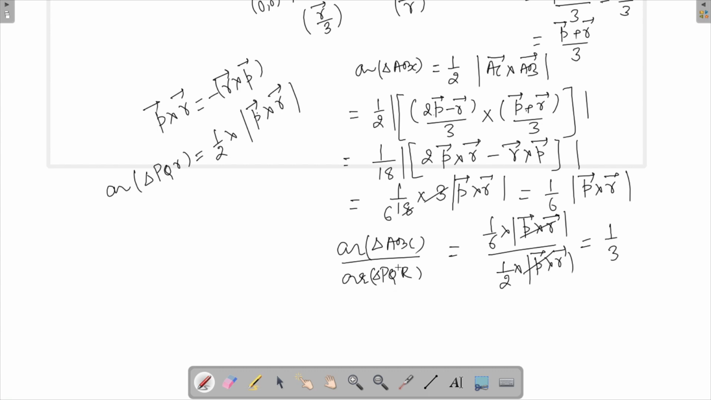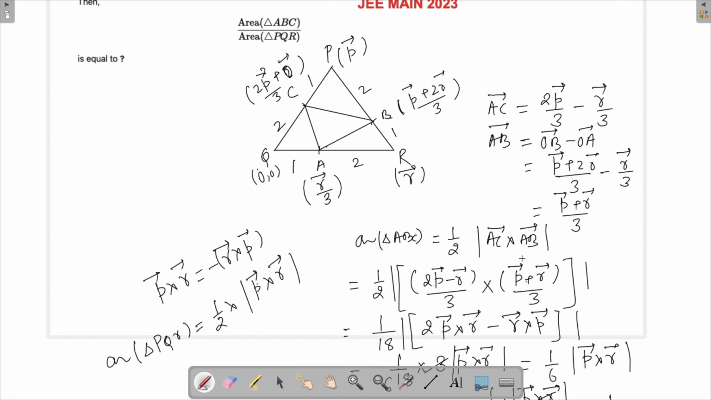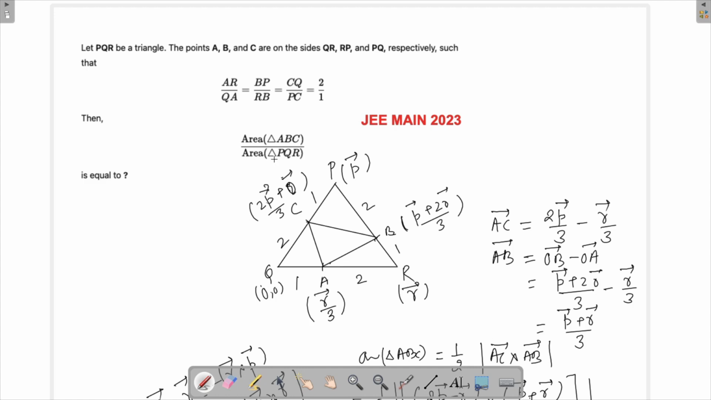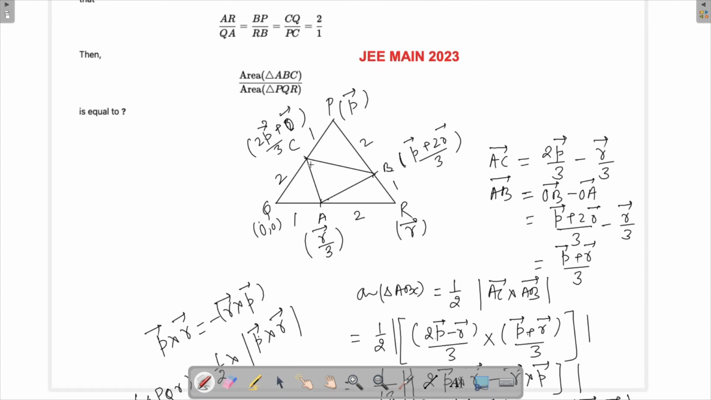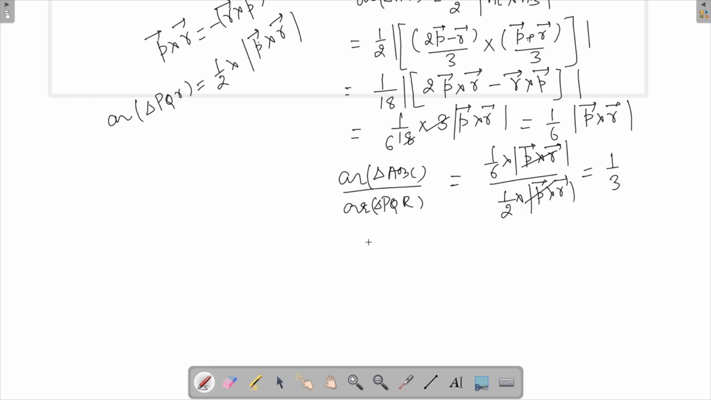So either this ratio is 1 by 3, or area of triangle PQR is to area of triangle ABC is 3 is to 1. So if you've been asked to find area of triangle ABC upon area of triangle PQR, then this is going to be 1 by 3. And that is what will be your answer. Or if you're asked to find out area of triangle PQR is to area of triangle ABC, I think that is what we are supposed to find. So that would be actually equal to, as you can see, 3 is to 1. So 3 is going to be your answer.